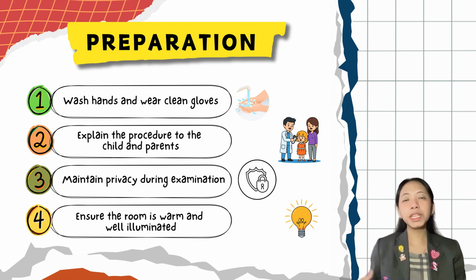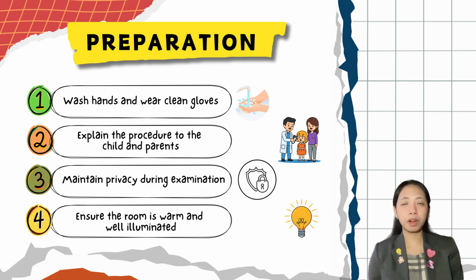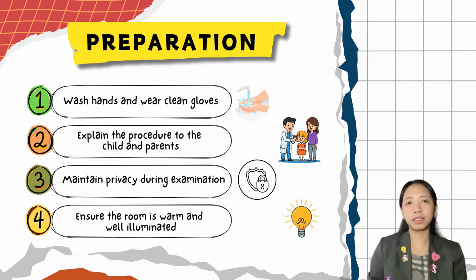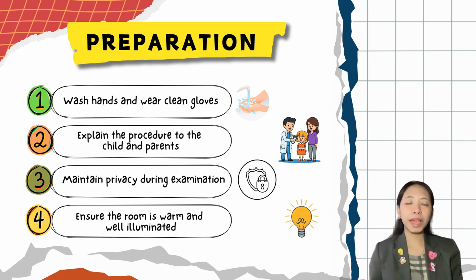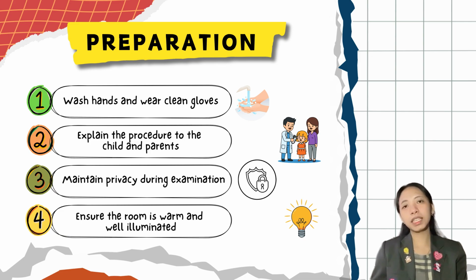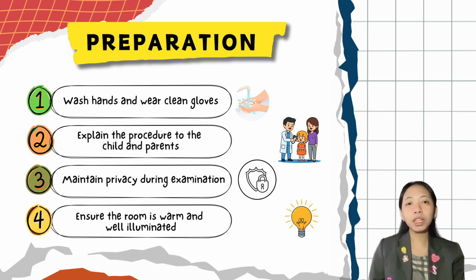Next, before beginning the examination, the nurse must prepare both the environment and the child. First, wash hands thoroughly and wear clean gloves to maintain infection control. Second, explain the procedure clearly to the child and parents to reduce anxiety. Third, maintain the child's privacy during the assessment, especially because this area is sensitive. And lastly, ensure the room is warm and well illuminated so that the child feels comfortable and the examination can be performed accurately.